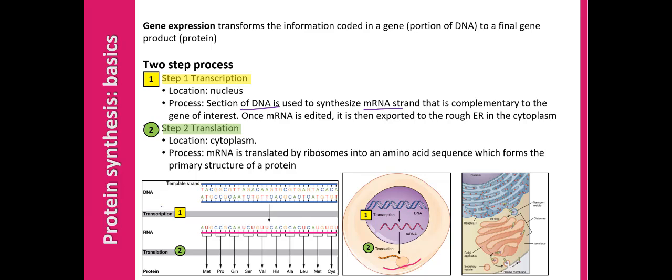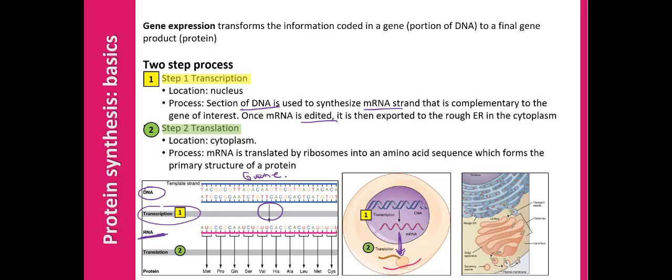So this is step one. In transcription, you've got a section of the DNA called a gene that is used as a template to actually synthesize a strand of messenger RNA. So this is transcription from DNA to messenger RNA. And then the messenger RNA is edited, exported out of the nucleus into the cytoplasm.